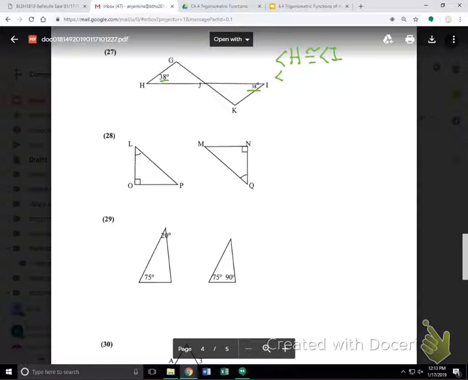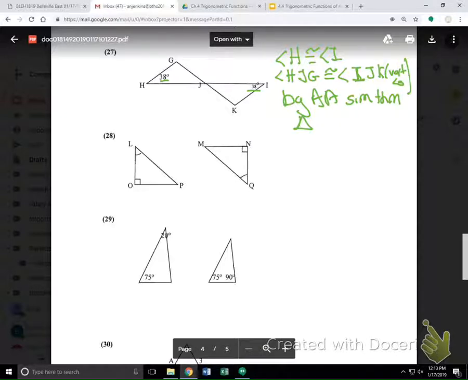But remember, since there's two angles at the same vertex, we have to label it with all three letters. So I'm going to start out with angle HJG is congruent to angle IJK. How do we know? We know this because they're vertical angles. Now that we have that, we say by the AA similarity theorem, triangle, and now we're going to list them. Make sure the angles that are congruent are listed in the same spot.